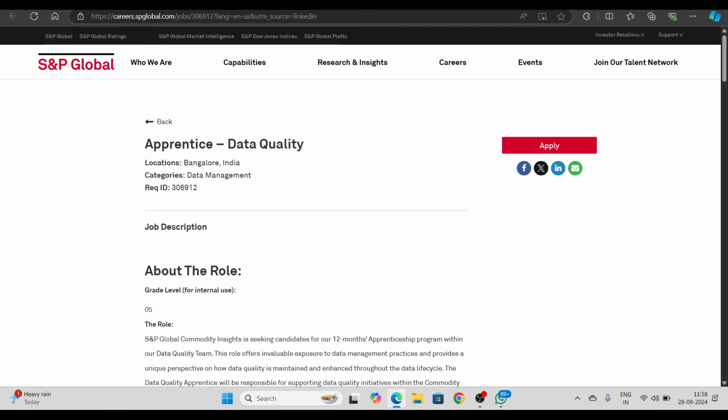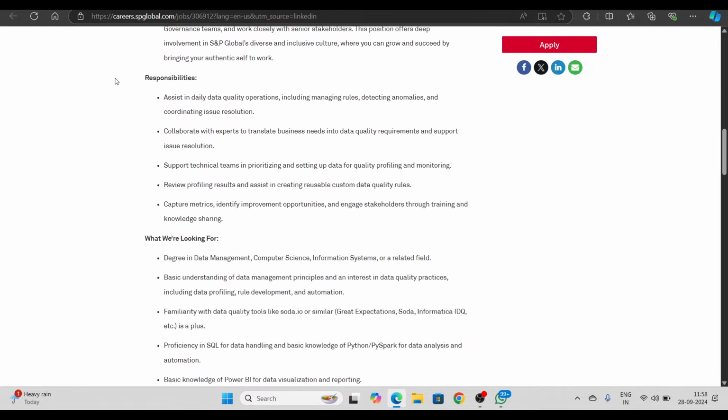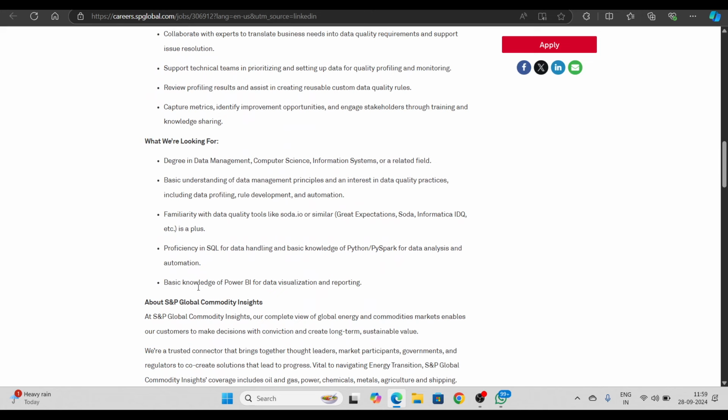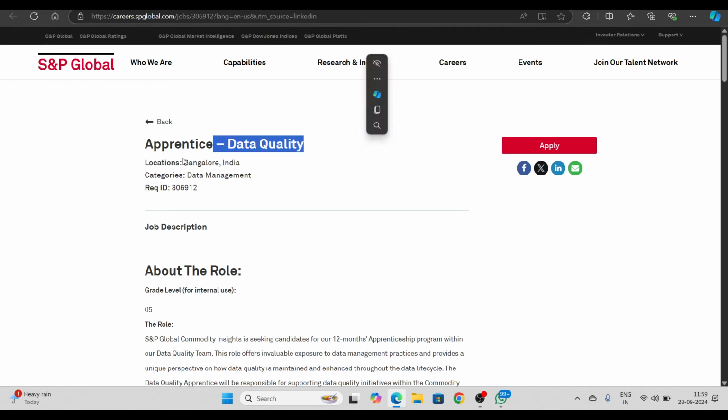Then talking about the next hiring opportunity, that is from S&P Global, hiring for apprenticeship data quality. All the basic requirements and responsibilities are mentioned here. They require a degree in data management, computer science, information systems or a related field. A basic understanding of data management principles will be required. Also, the basic requirements you can read here. So this is the apprenticeship job for data quality. The job location will be Bangalore, so you can try to apply in this as well.